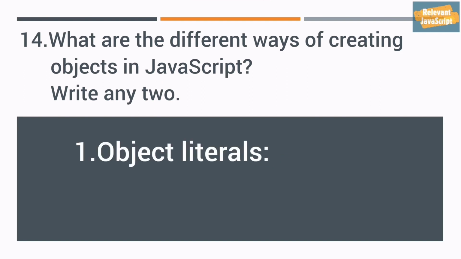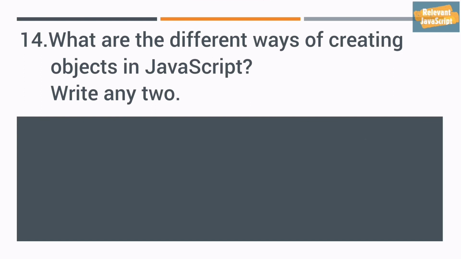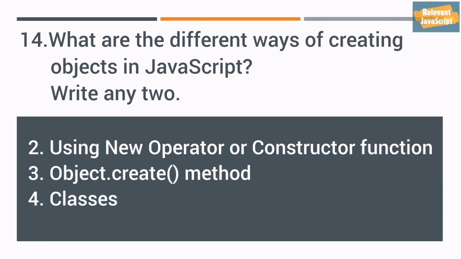14th question. What are the different ways of creating objects in JavaScript? With object literals, which are a comma-separated list of key-value pairs wrapped in curly braces. Or using the new operator or constructor function. Or Object.create method. Or via classes.